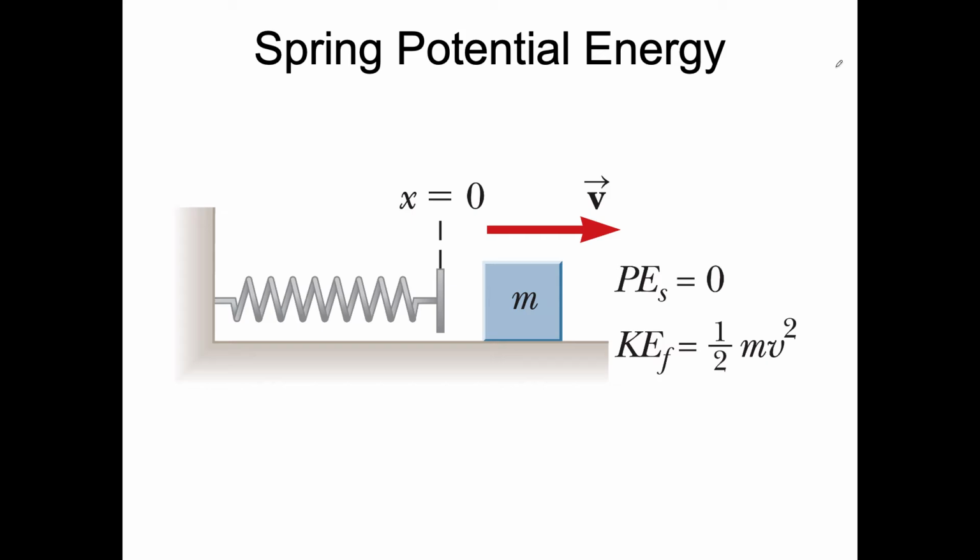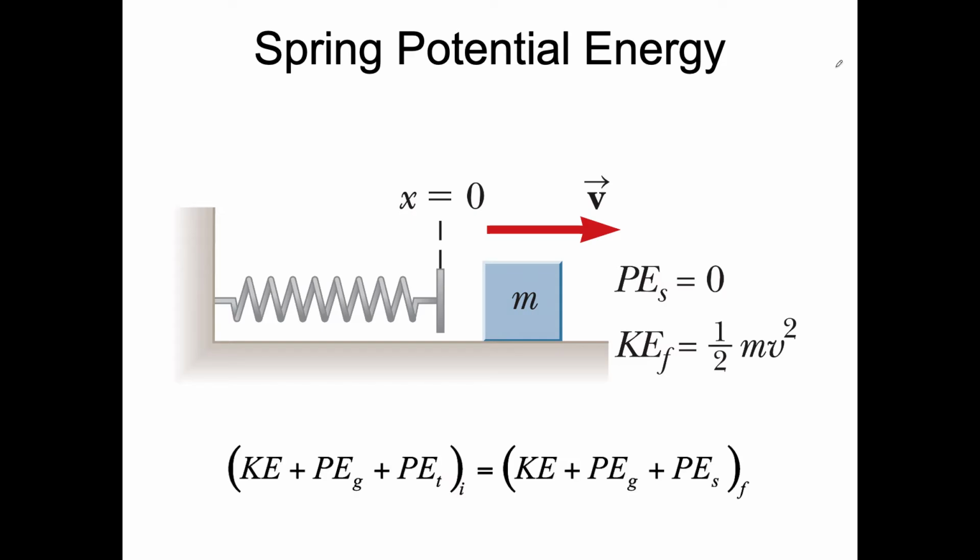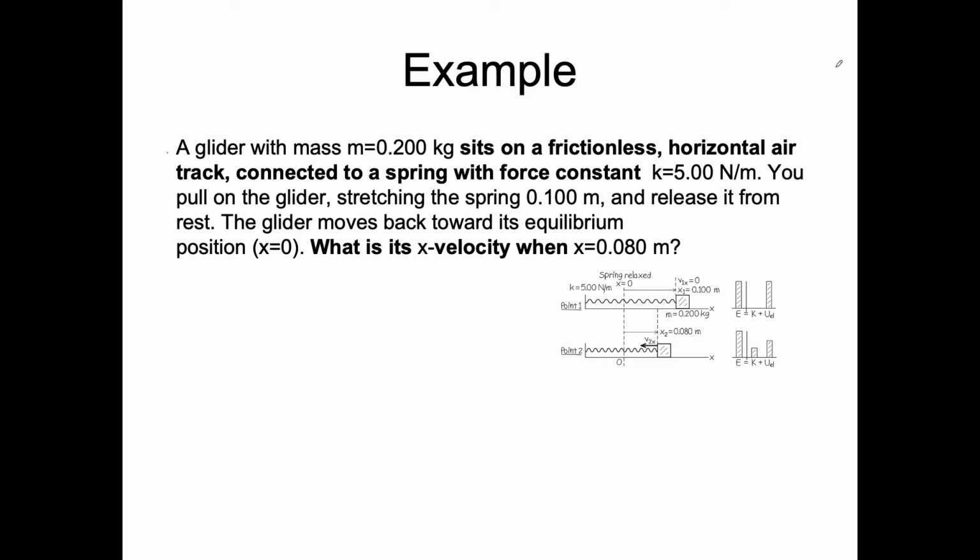If we launch the object with initial elastic potential energy 1/2 kx squared, then for the final state, the spring potential energy will be 0, or the spring potential energy will be transformed into kinetic energy. Let's do one example.